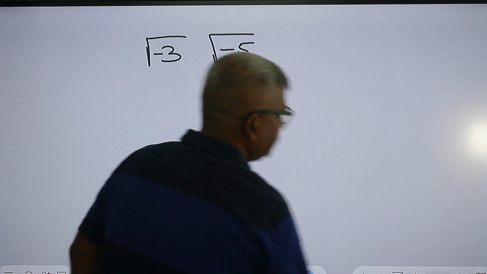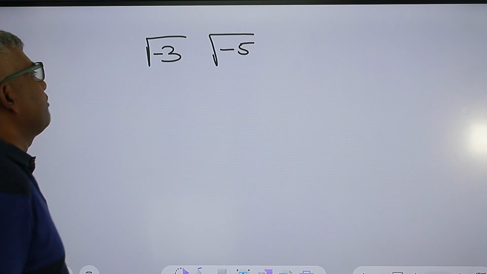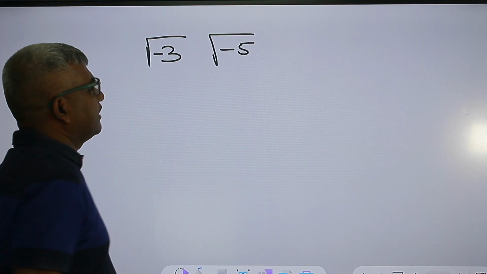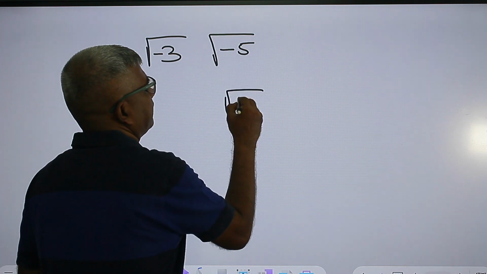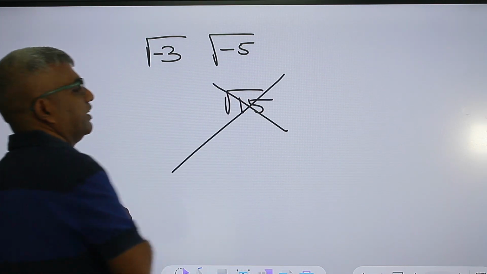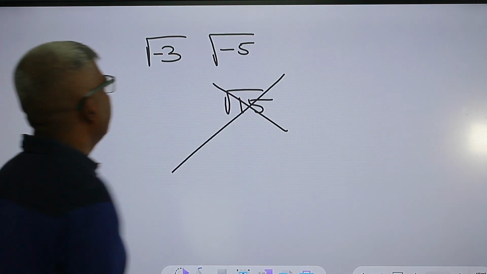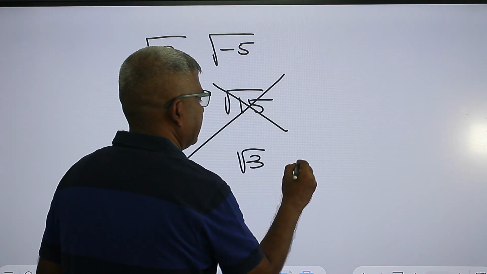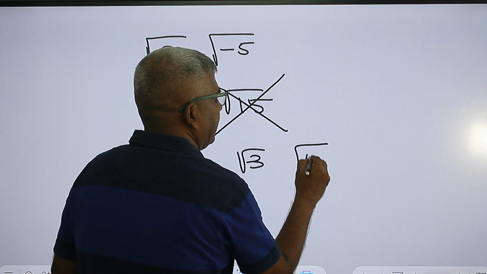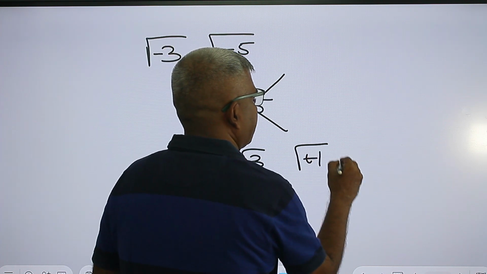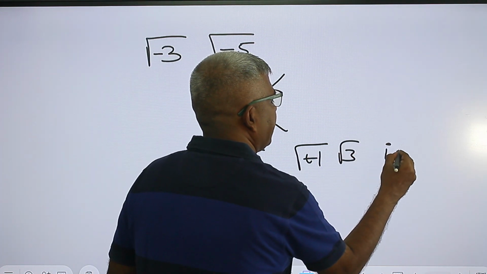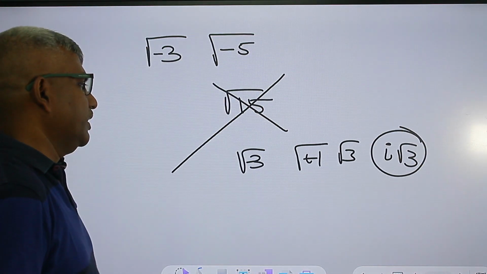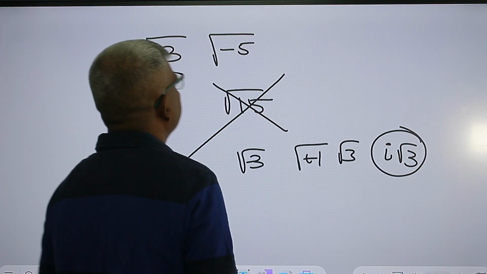Question 2. What is the value of square root of minus 3 times square root of minus 5? Generally we will prefer to write square root of 15. It is wrong. Why? What is square root of minus 3? It is nothing but i, square root of minus 1, times square root of 3. It is i root 3.